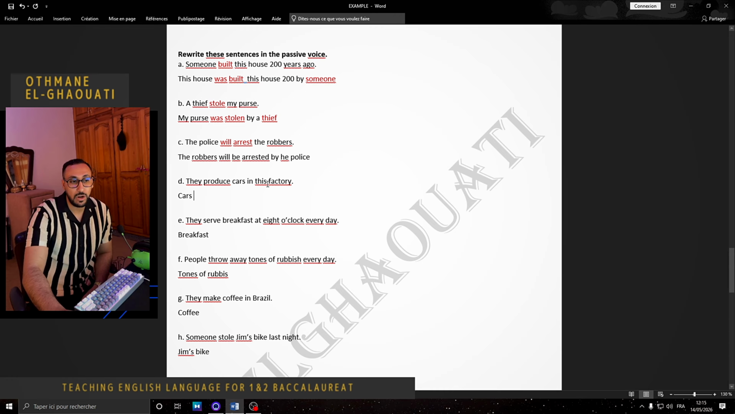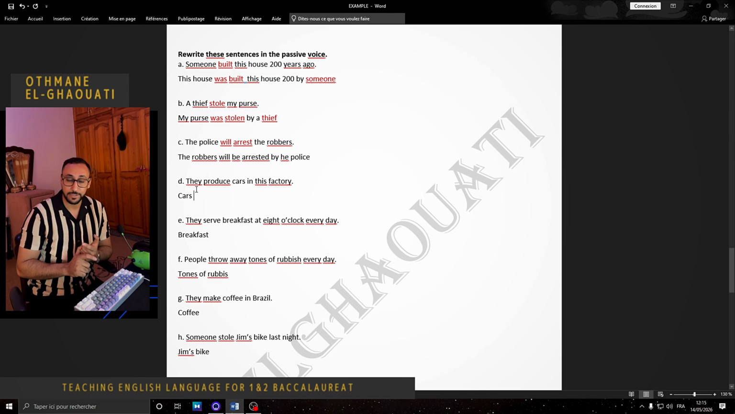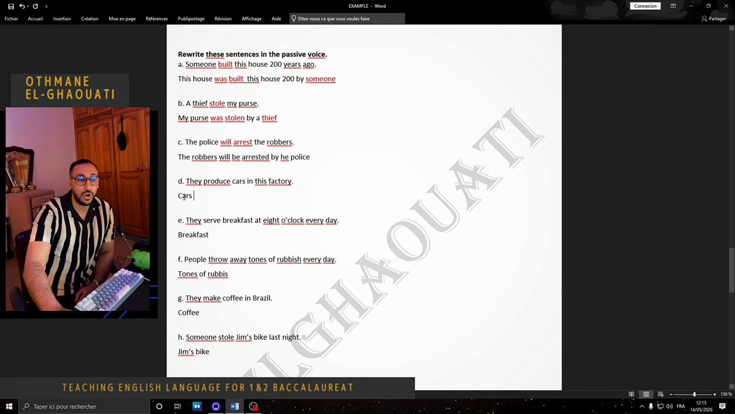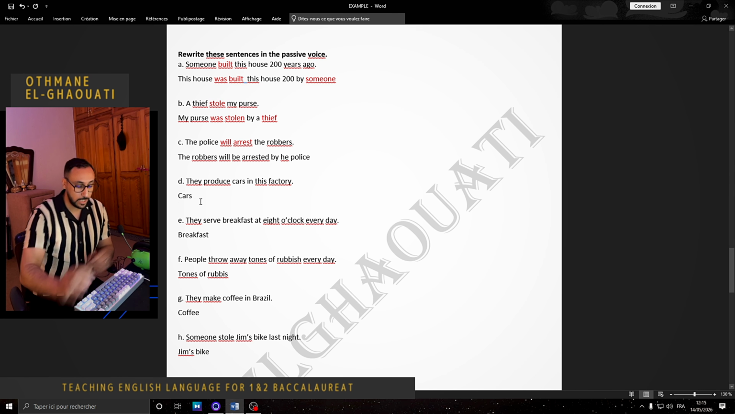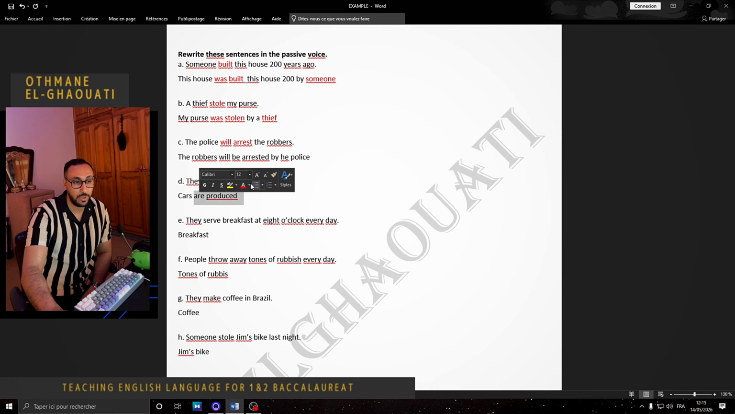Next one. They produce cars in this factory. We have here cars, which is the object, and it becomes the subject. We have here the verb produce, they produce, which is in the simple present. So we need the verb to be in the simple present, are or is. The cars here are plural, so we need are. Cars are what? Produced. Produced in the past participle always.